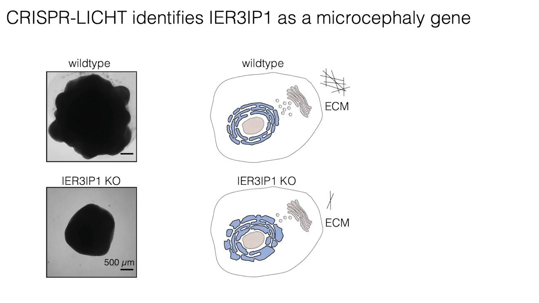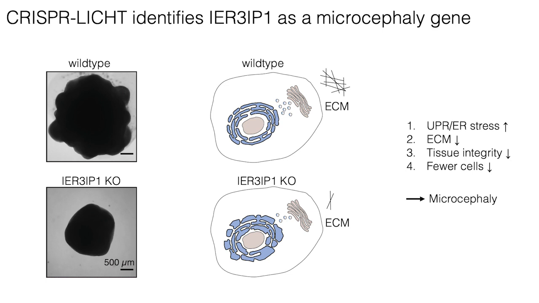We showed that IER3IP1 controls an important function in the cell, namely the transport of other proteins in the cell's protein processing compartment, the endoplasmic reticulum. If IER3IP1 function is perturbed, the endoplasmic reticulum is stressed and proteins cannot be secreted properly, including extracellular matrix proteins, the glue that holds our tissue together. Reduced deposition of extracellular matrix proteins causes tissue integrity defects, resulting in fewer cells that are born and smaller brains, just like in microcephaly.